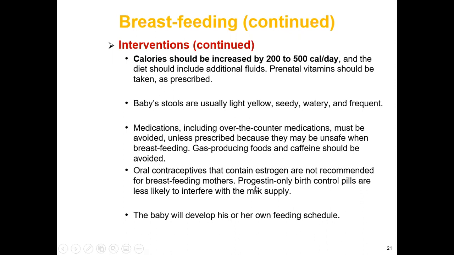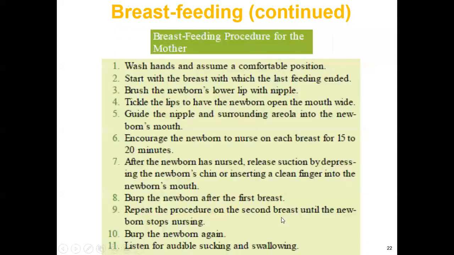Also, progestin-only birth control pills are less likely to interfere with the milk supply. The baby will develop his or her own feeding schedule. Now, the breastfeeding procedure for the mother. It is good to wash the hands, assume a comfortable position, and start with the breast with which the last feeding ended.